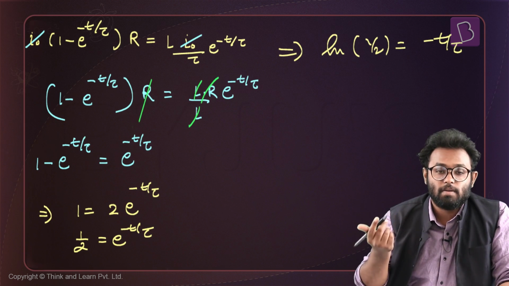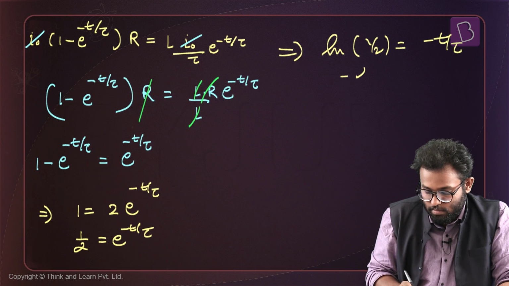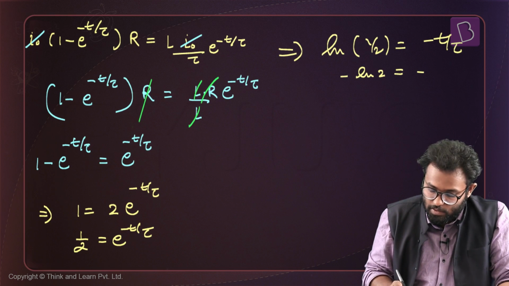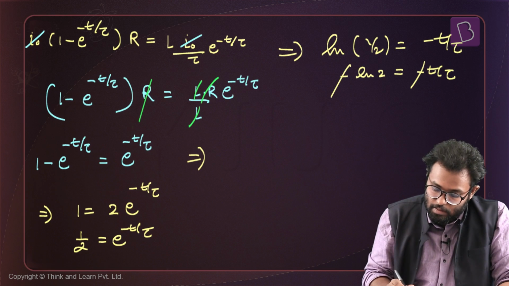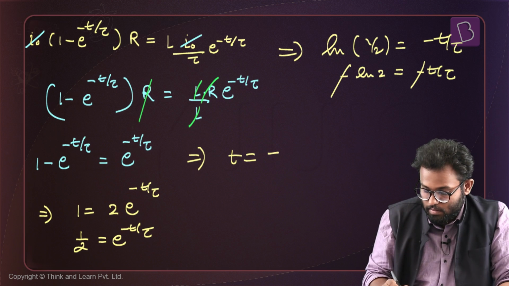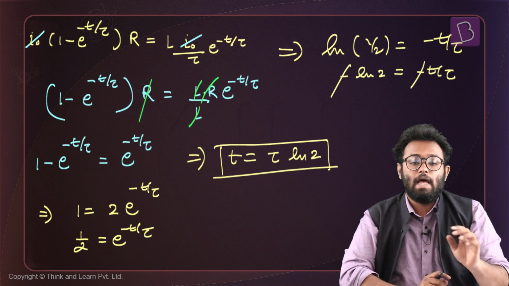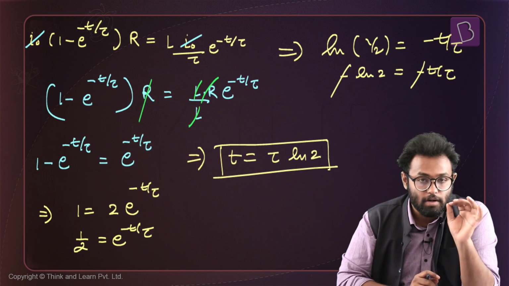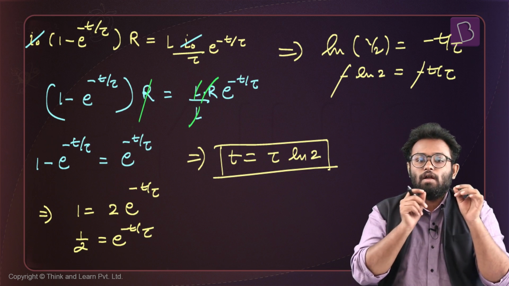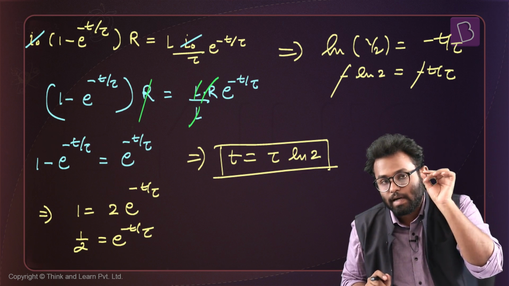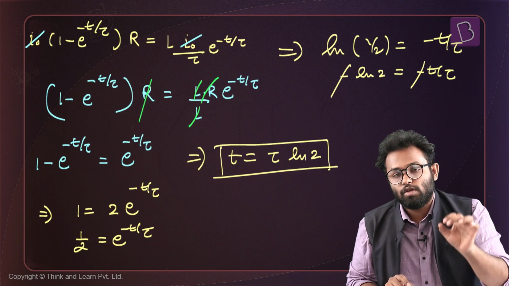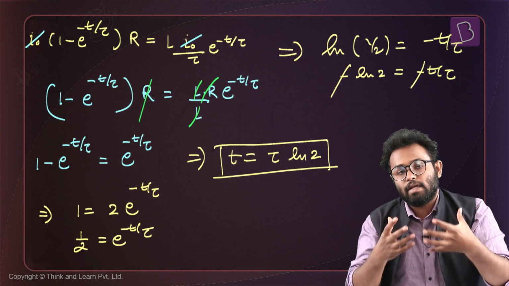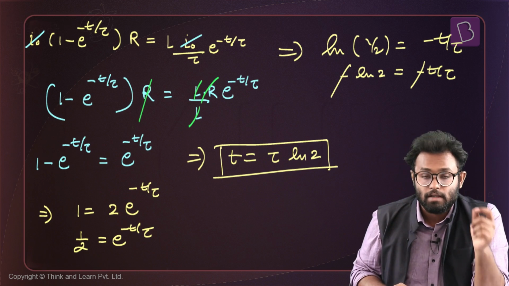So log of 1 by something is just minus log of that, right? Becomes minus t by tau. That's okay, gets cancelled. So you get t equals tau times ln 2. You know the value of tau is L by R. So now you know at this particular time, when time becomes equal to log to the base e 2 times the time constant, the power dissipated by the resistor is exactly equal to the power, or the rate at which the energy is being stored in the inductor.